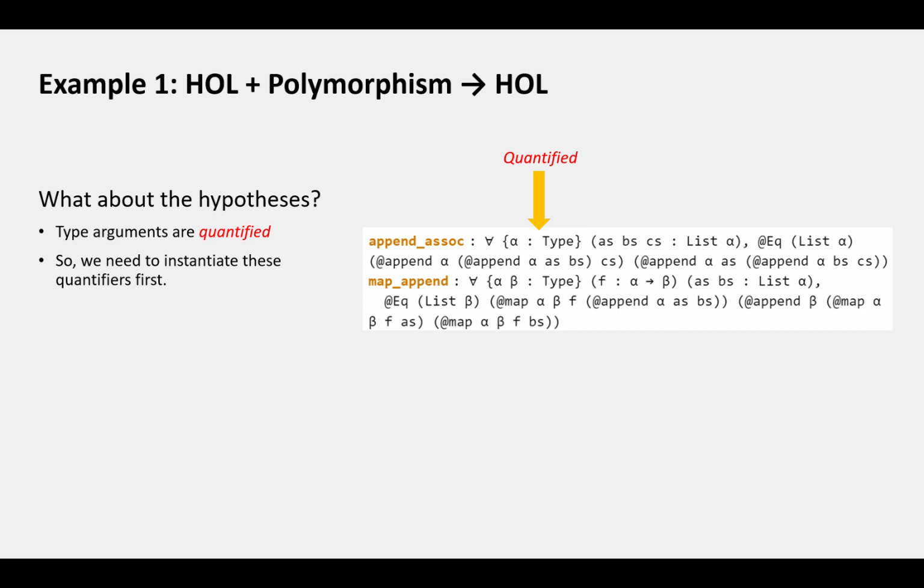So what about the hypothesis? Of course, we want to apply the same technique to the hypothesis. However, we notice that the type quantifiers in the hypothesis, so the types are quantified in the hypothesis. So for example, the type argument of append is alpha, and alpha is quantified. So we need to instantiate these quantifiers first. But how do we instantiate these type quantifiers?